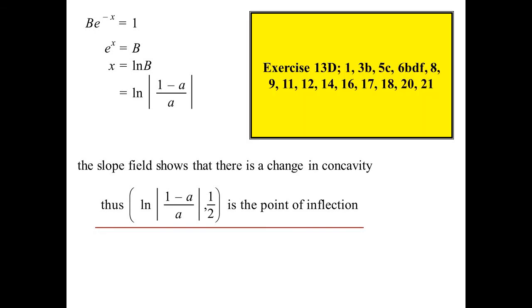So if I now go back to that, where was it? B, there it is. So we're saying y is equal to a half. So Be to the minus x is equal to 1. Okay, so there's the lovely point: the log of 1 minus a, to a half. All right.